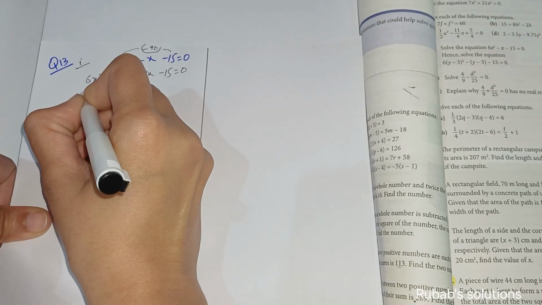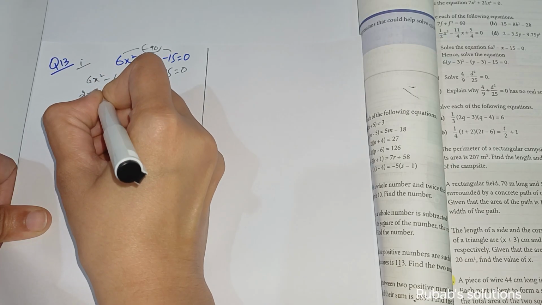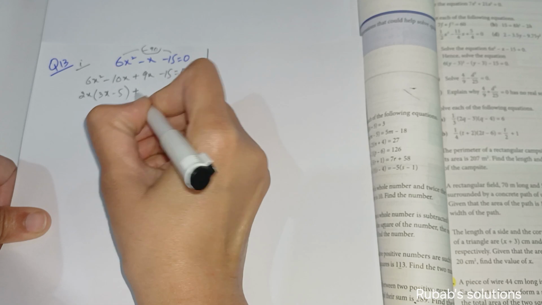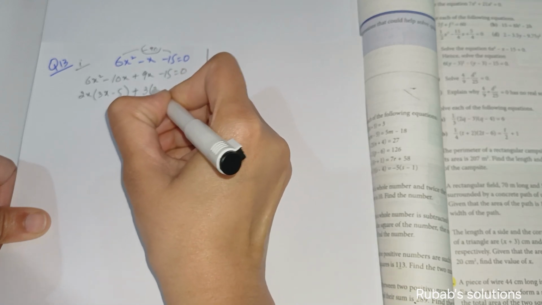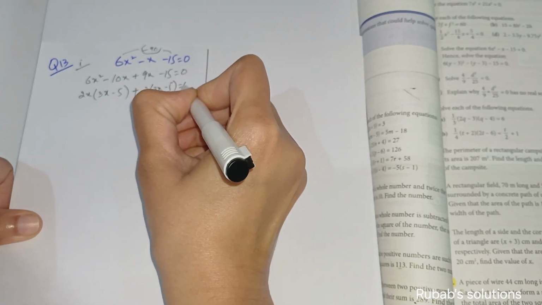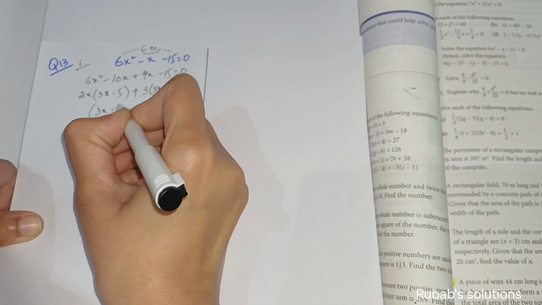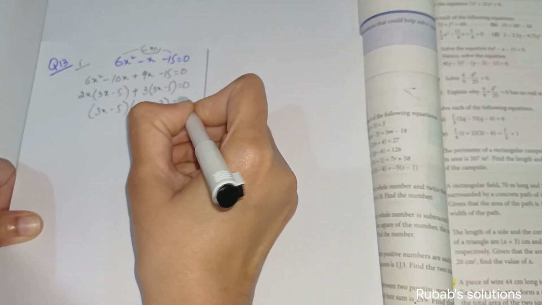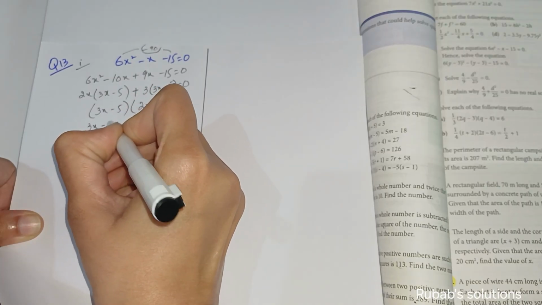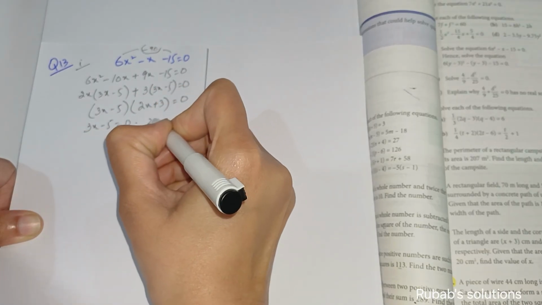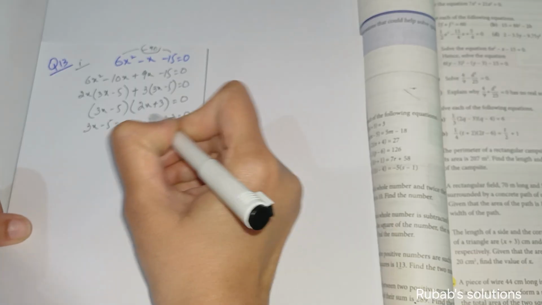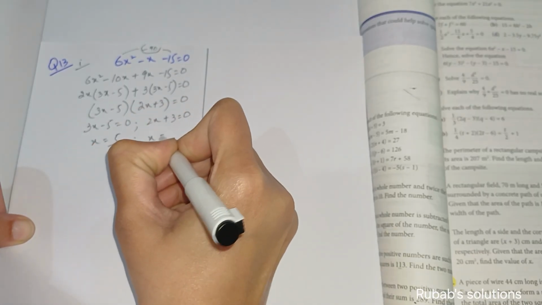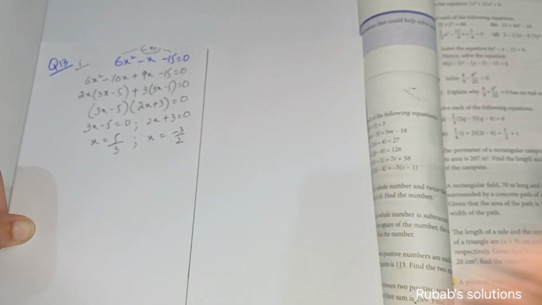From these two I can take common 2x, which gives 3x minus 5, and from here I can take 3 common, 3x minus 5 is equal to 0. So 3x minus 5 and 2x plus 3 is equal to 0. Either 3x minus 5 is equal to 0 or 2x plus 3 is equal to 0. From here x is equal to 5 by 3, and from here x is equal to minus 3 by 2.